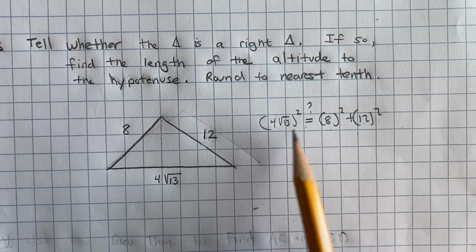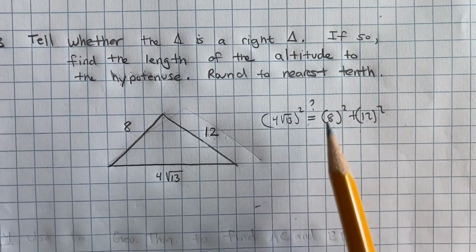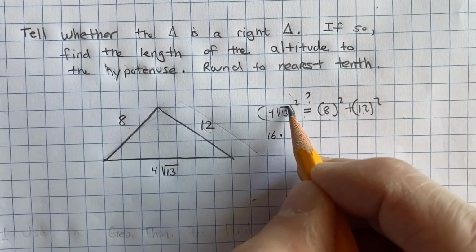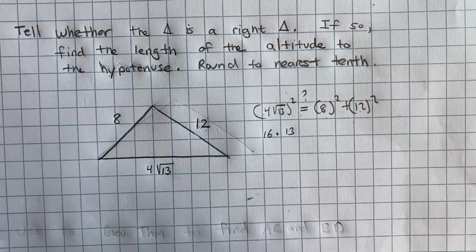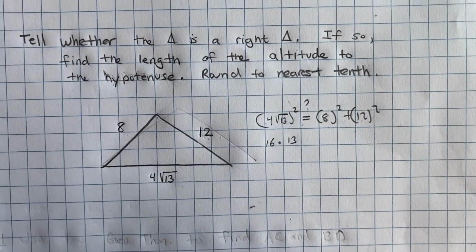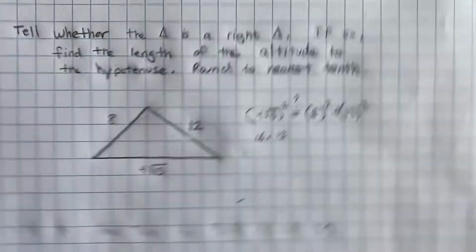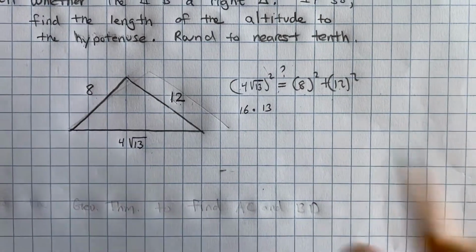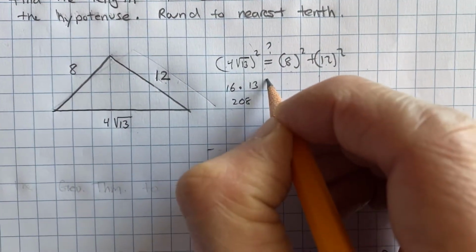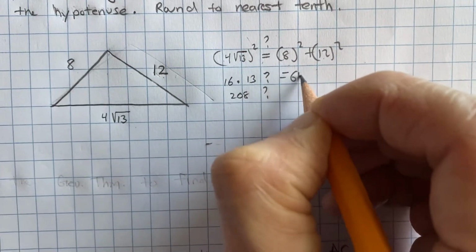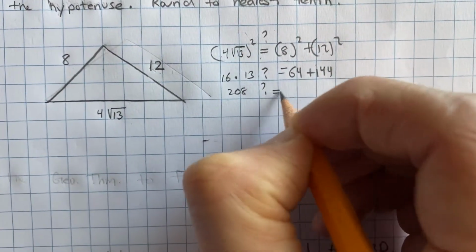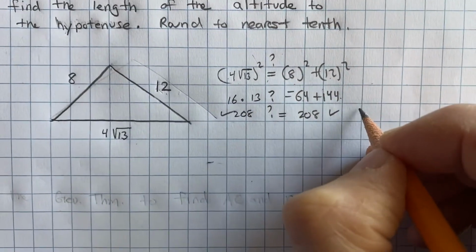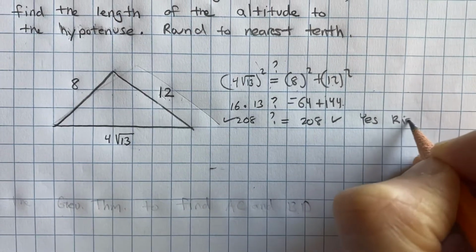Okay, so just to review, 4 root 13 squared. I know radicals always mess up students, right? Make sure you square the 4. You're going to get 16. Root 13 squared is just 13. Okay, and I explained to you in a previous video why that was. So you can multiply that out, whatever 16 times 13 is. 16 times 13 will give you 208. Now you're going to get 64 plus 144, and if you add these two values, it looks like you will get 208. Okay, so this is a right triangle. Yes, it's a right triangle.